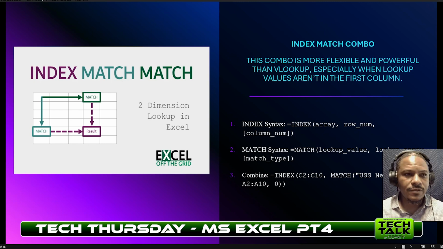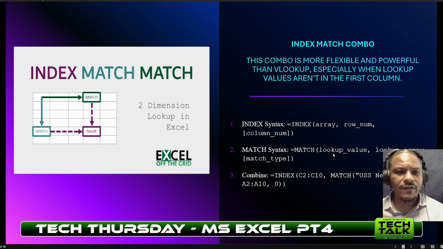So here's our next one, and this is going to be INDEX MATCH. This is a combo feature, much more flexible and powerful than VLOOKUP, especially when looking up values that aren't in the first column. Again, here's the syntax for it. Of course, it starts with the equal sign. Everything is all caps. You're going to list your array, your row number, and your column number, and then you'll be able to match the lookup value for what you're trying to find.